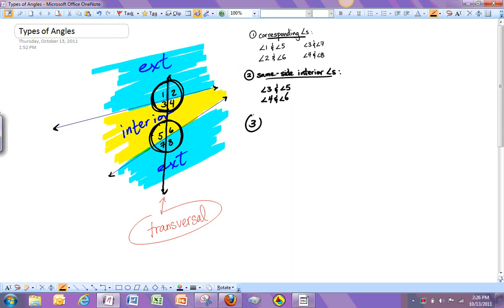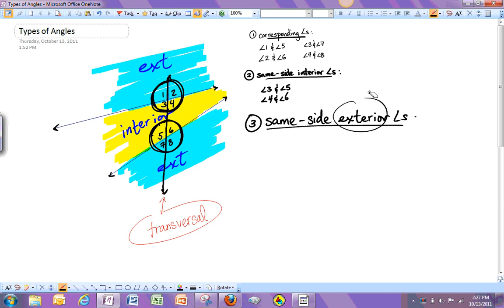Knowing that, let's take a look at these. Same side exterior angles. Okay, so if we look at that, well, I need to start with an exterior, right?